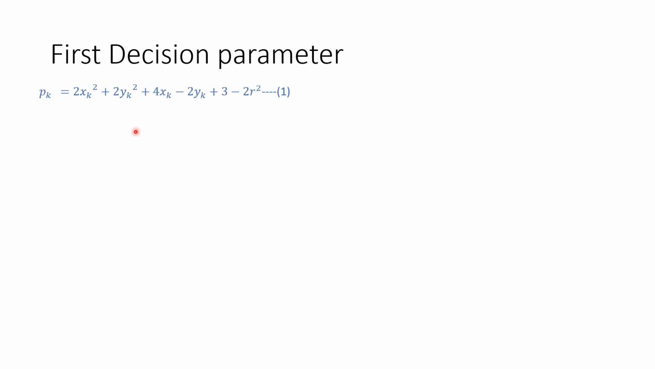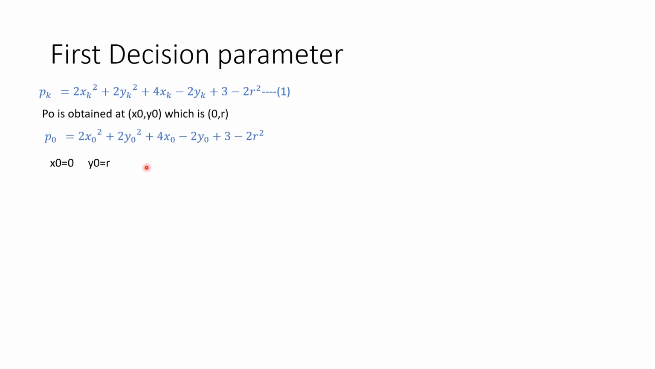We know the first point is (0, r). We need to calculate the first decision parameter, based on which the next decision parameters will be calculated. The first point is 0 comma r. We use this equation to find the first decision parameter. Substitute x0 as 0 and y0 as r. We get these values. Certain terms become 0, 2 into 0 and 4 into 0. 2r square gets cancelled out, and now we have the first decision parameter as 3 minus 2r.